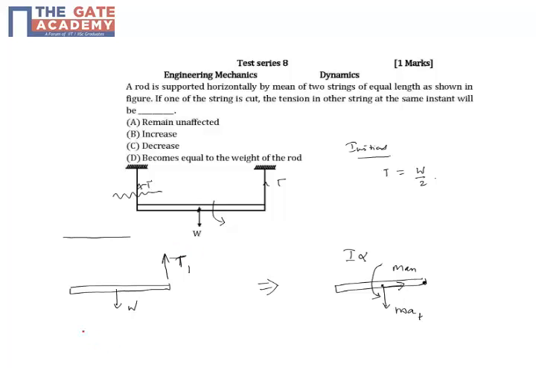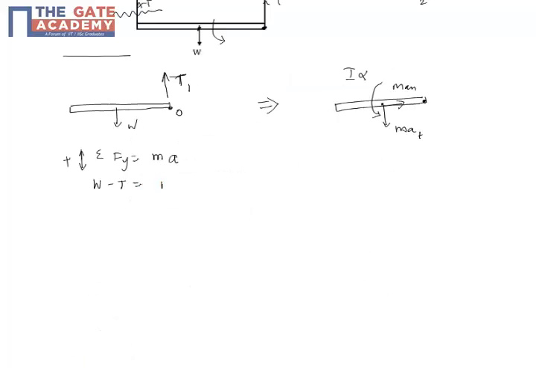In this kind of problem, we assume that just when one of the strings is cut, the body tends to have a fixed axis rotation about this end. Taking downward as positive, W is the downward force, tension is upward, and that has to be equal to m a_t. So this is one equation. We need to get T1, remember.